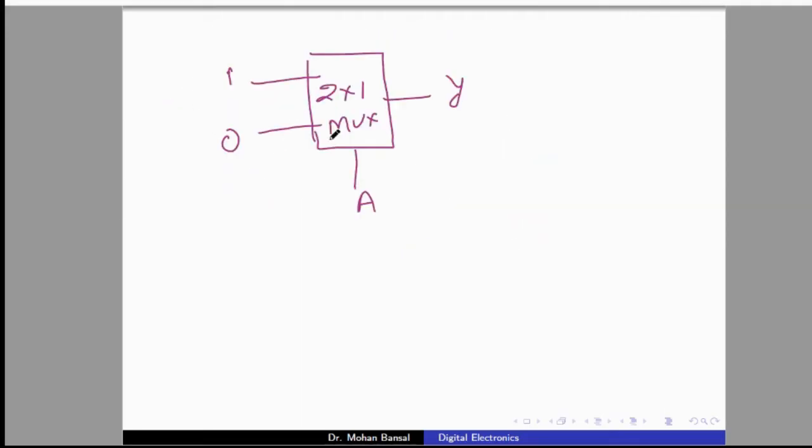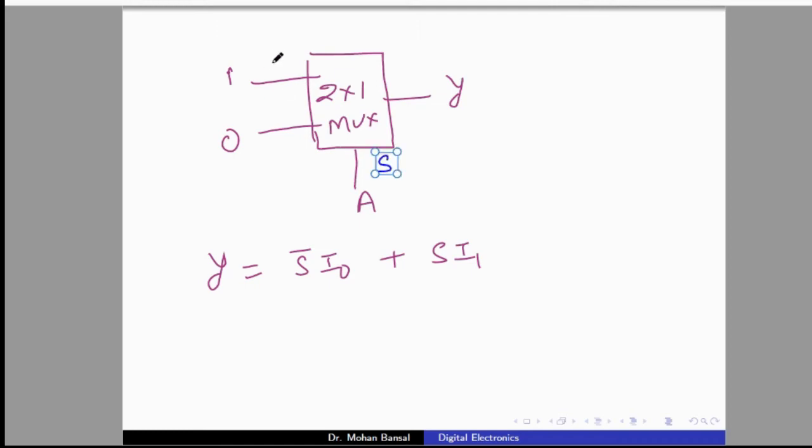So if we write the expression of this multiplexer, you know what is the expression of 2 is to 1 multiplexer? Y is equal to S bar I0 plus S I1. That we know. Y equal to S bar, this is the S, this is I0.